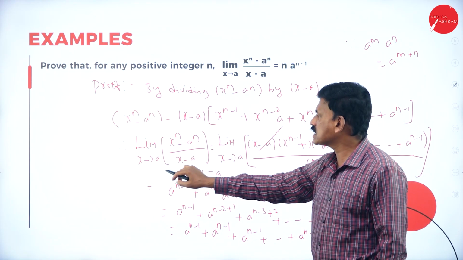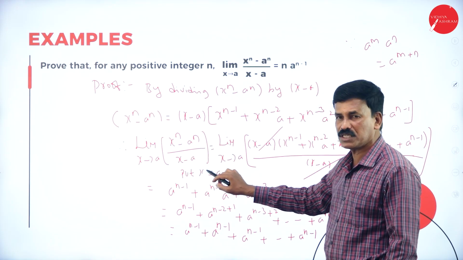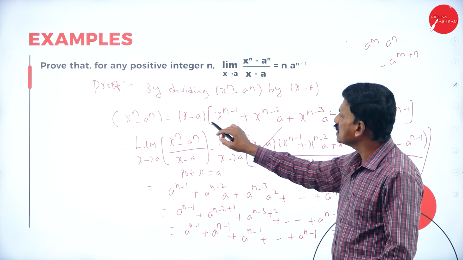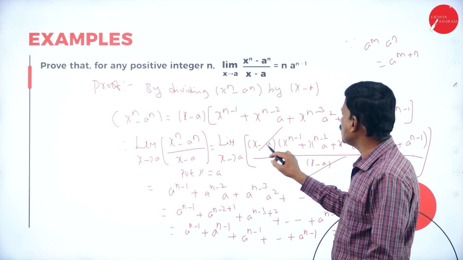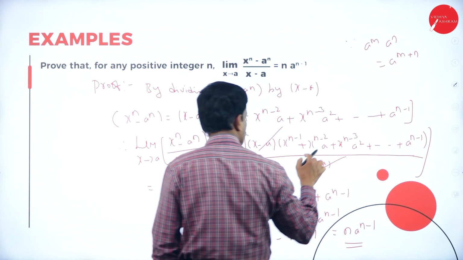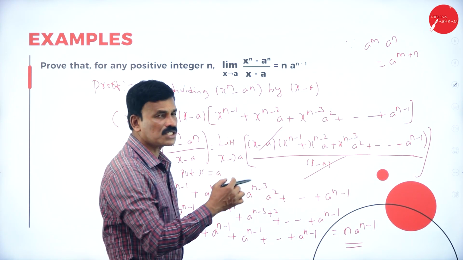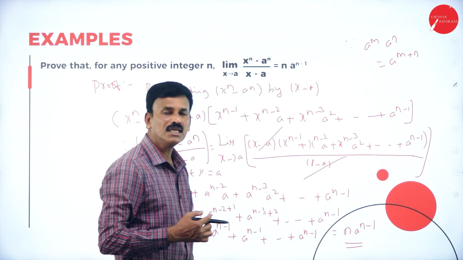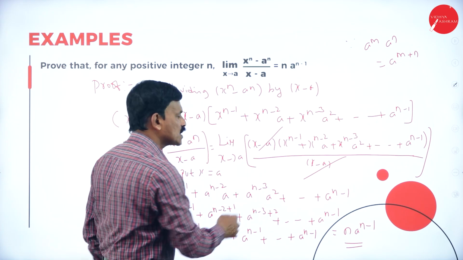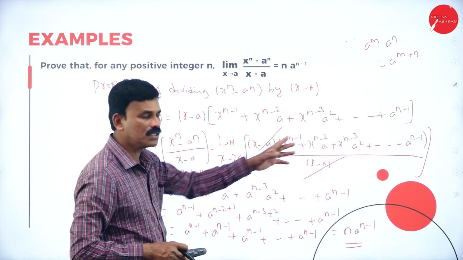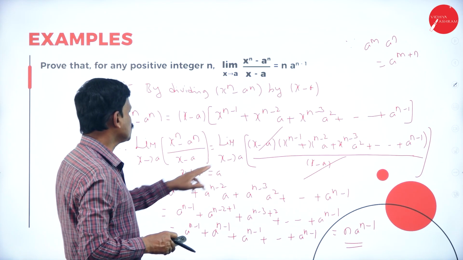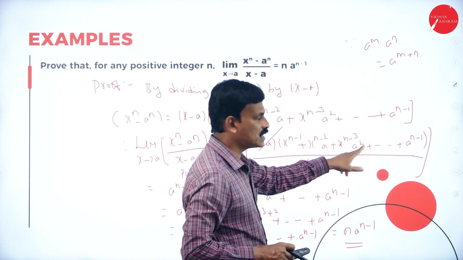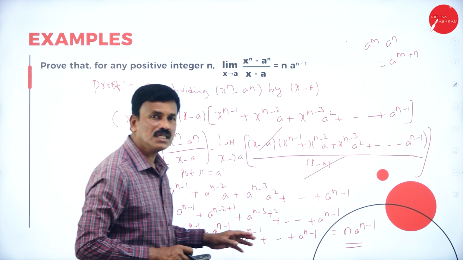Therefore, this limit as x tends to a of x raised to n minus a raised to n by x minus a can be written as limit x tends to a of the numerator written as this entire quantity, x minus a into x raised to n minus 1 plus x to the power of n minus 2 into a plus x to the power of n minus 3 into a square, etc., a to the power of n minus 1, divided by x minus a. These two get cancelled. What is left over in the numerator? Put x is equal to a: a to the power of n minus 1, a to the power of n minus 2 into a, a to the power of n minus 3 into a square, etc., a to the power of n minus 1.